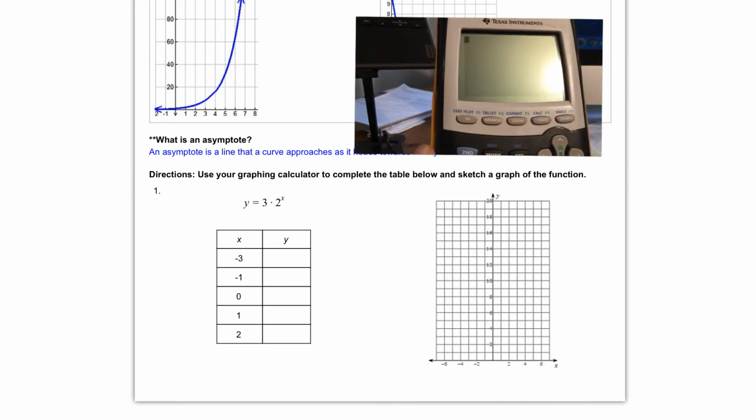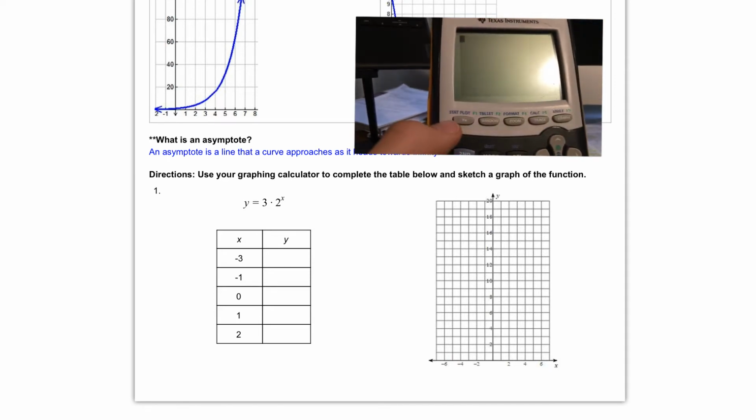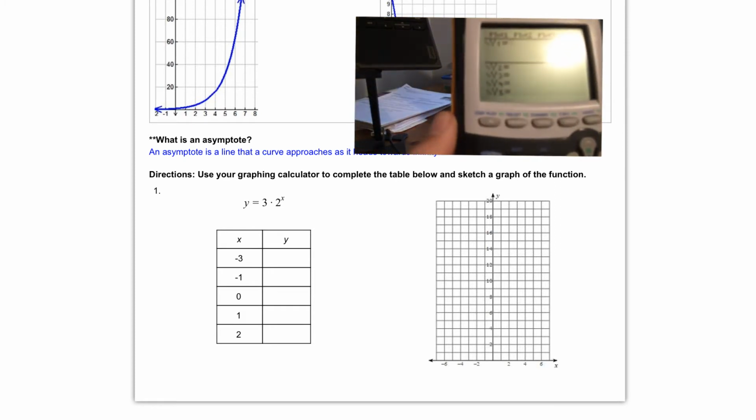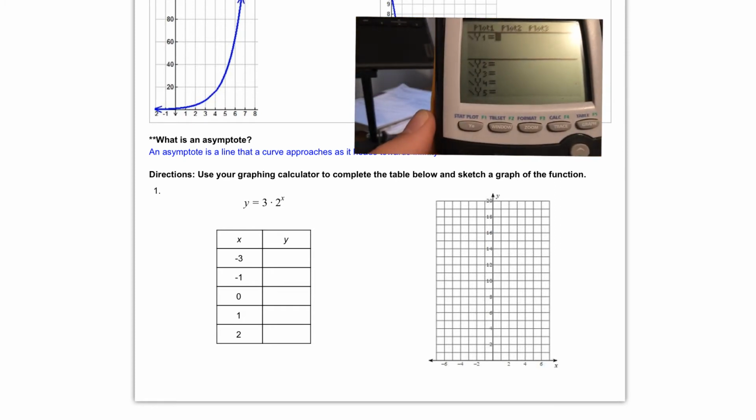And what we want to do is enter this function into our calculator. In order to enter it, we need to go to the y equals button. The y equals button is the one I'm pointing at right now with my thumb. It's up on the top. So I'm going to hit that y equals button. And if there's anything in there, just go ahead and clear it out. So you want it empty.